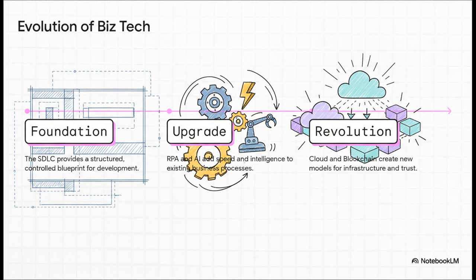So let's recap the journey we just went on. We started with the foundation, that classic SDLC that gives businesses structure and control. Then we saw the upgrade. RPA and AI came along and added a layer of speed and intelligence. And finally, we hit the revolution. Technologies like the cloud and blockchain that are creating completely new ways to think about infrastructure and trust itself.